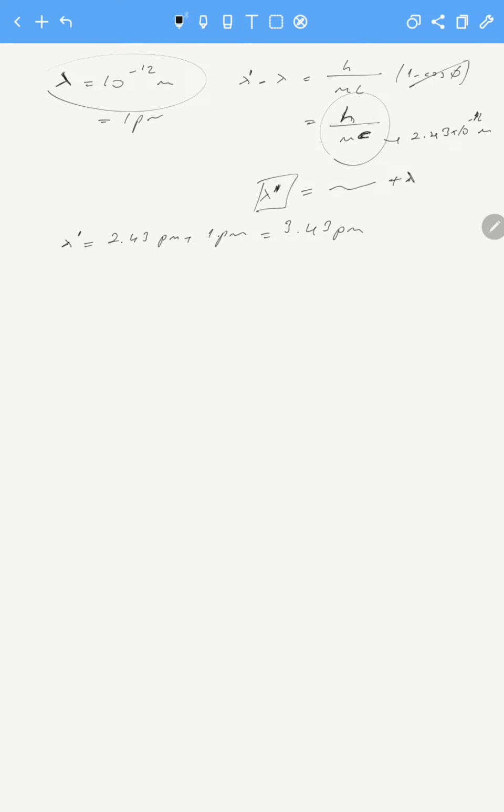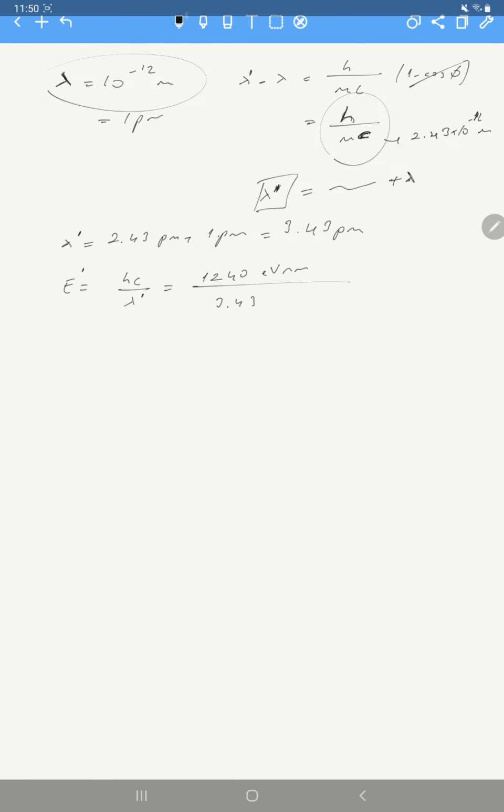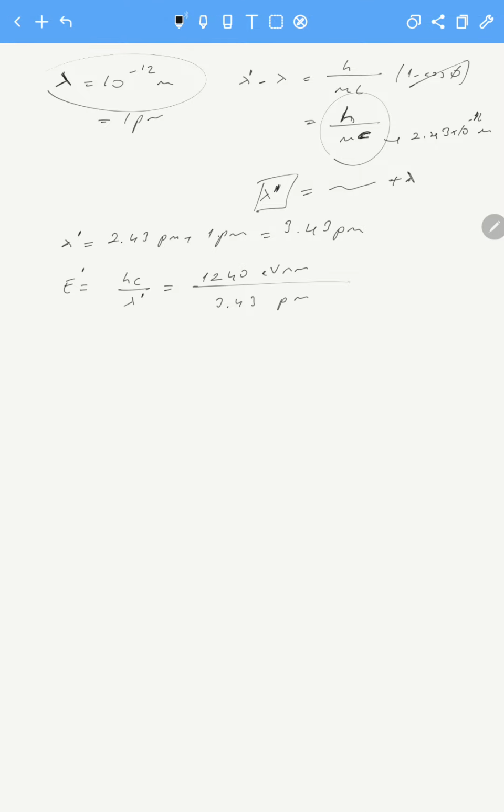Now, since we have a different wavelength after the scattering, we have a change in the energy after the scattering. Again, we use the formula, but now the energy and the wavelength are all primed. Electron volt nanometers. Just stick this number in and find this. So this is the energy of the electron after the scattering.